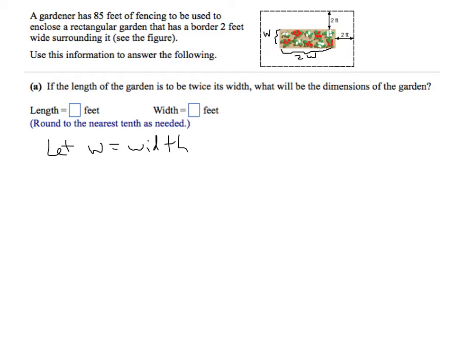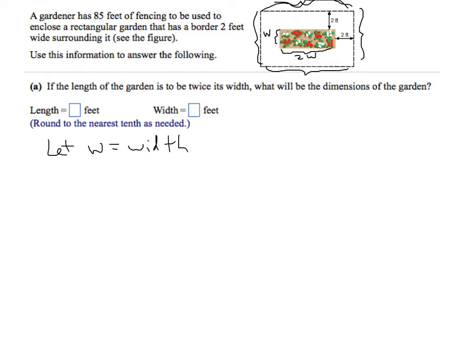So that's what the garden's shaped like. We're told that we have 85 feet of fencing, which is the distance around here. So all the way around the outside has to add up to 85. I know I need to use all this fencing around the outside.